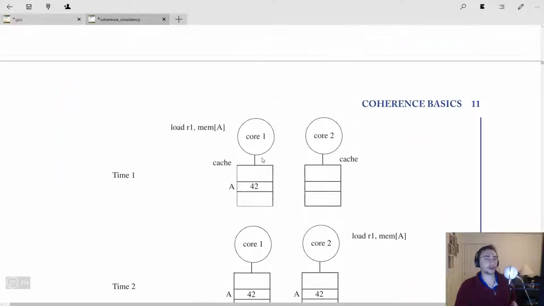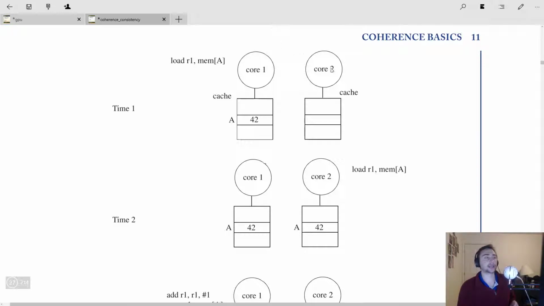So let's actually go through an example and see where incoherence comes from. We'll start with some assembly instructions, and this is a simple 2-core system. So we'll take this as, say, for n cores, n equals 2 in this case. So let's say that core 1 executes an instruction that's just a load. So this is just loading a value from main memory into R1.